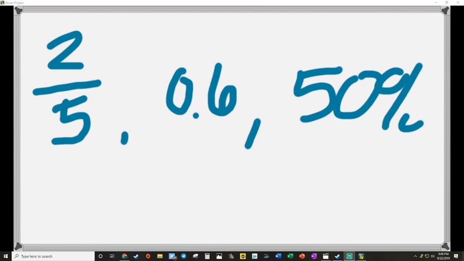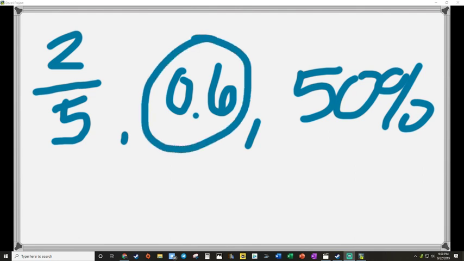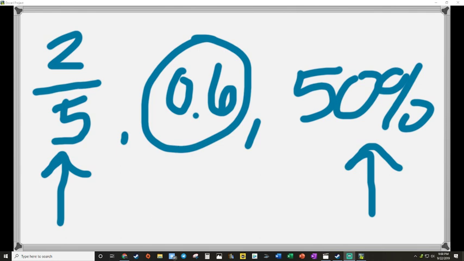Now, whenever you are comparing and ordering numbers, one of the easiest ways to do this is put them in order by what decimal they're equivalent to. Out of the three numbers we have, 0.6 is already in decimal form, which means we need to convert 2/5 and 50% to get an idea. Out of these three numbers, which one goes first, which one's middle, and which one's the highest? So littlest number, middle number, highest number. We already have 0.6, so keep that in mind as we work on this.